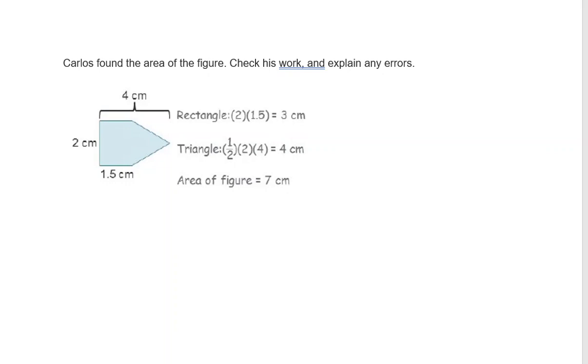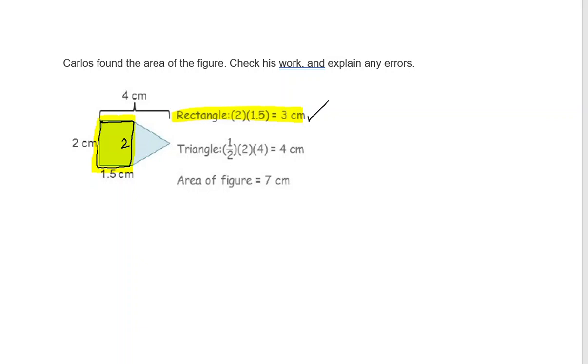Carlos found the area of the figure. Check his work and explain his errors. All right, so let's start with the rectangle. He did 2 times 1.5. So if I shade 2 by 1.5, a rectangle has opposite sides congruent, so that would be right there. So I agree. 2 by 1.5 is equal to 3. So this rectangle is right there. Then if this is 2 centimeters, that means this is 2.